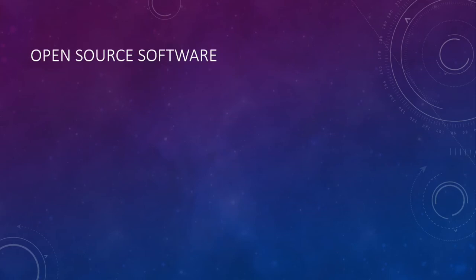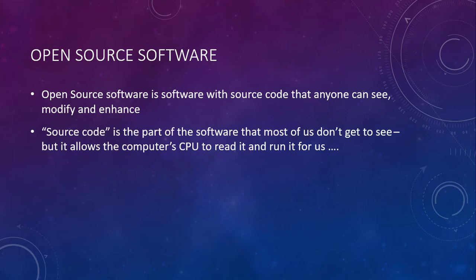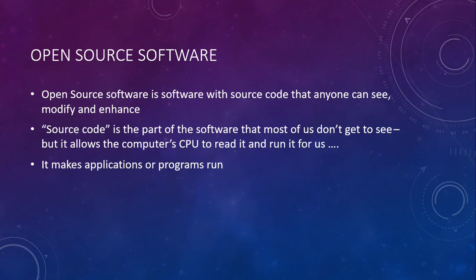When we talk about open source software, we need to think about what it actually is and what it means. So with open source software, first of all, it's software where the source code is free for anybody to have a look at. They can look at it, they can change it, they can make it better. Source code is the part of the computer software that we don't normally get to see, but it's needed because the computer's CPU reads it and it runs the application or the program for us. Okay, so it makes the application or program run.